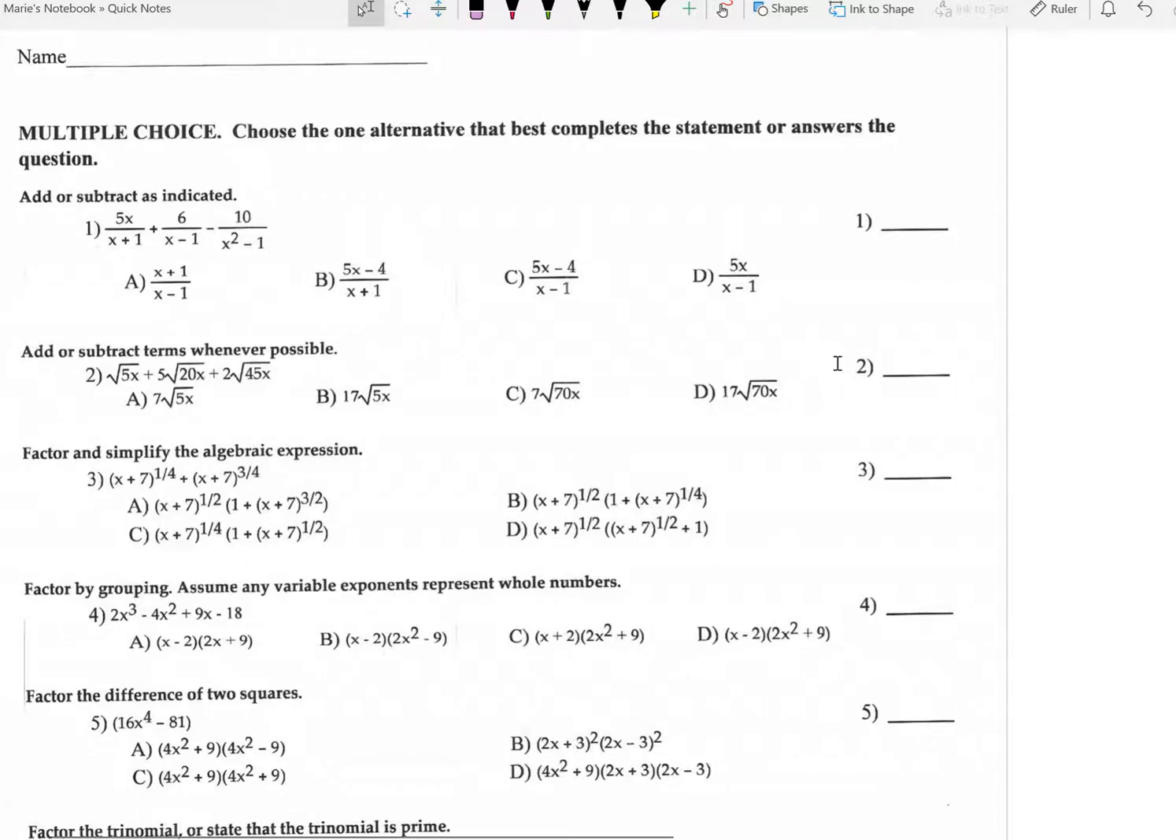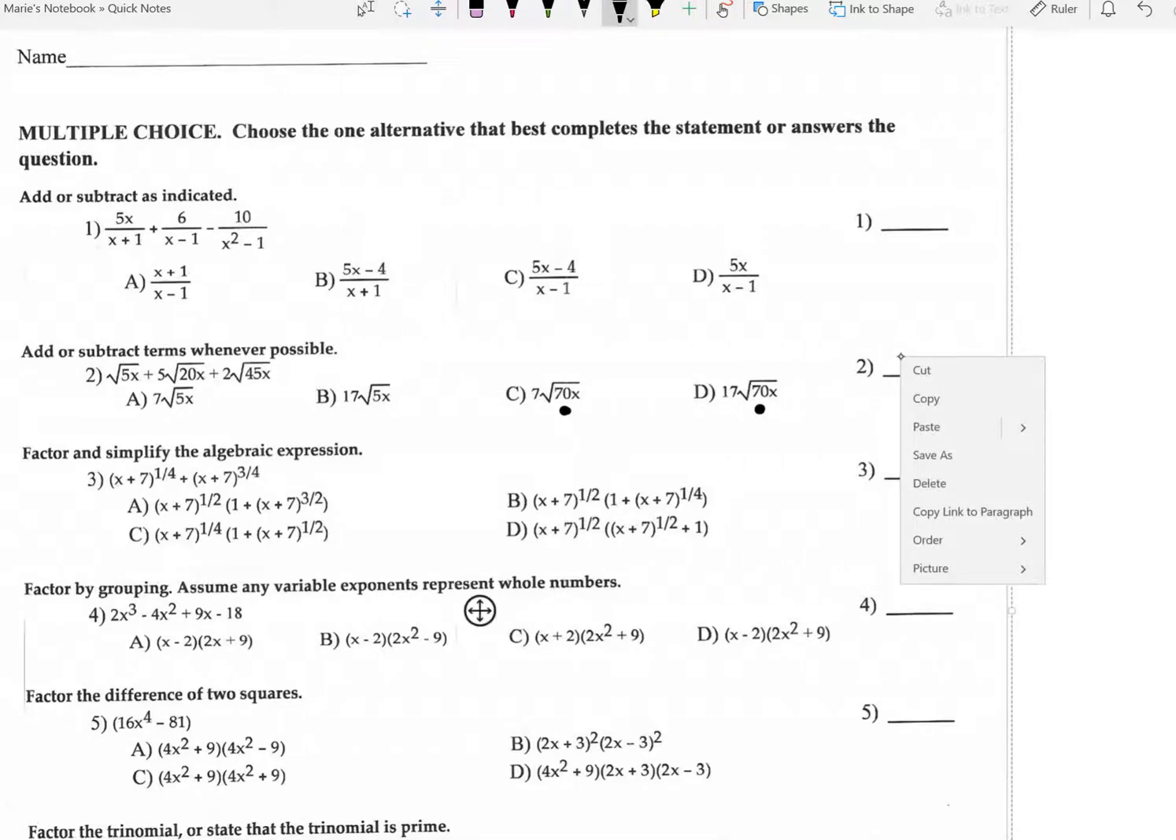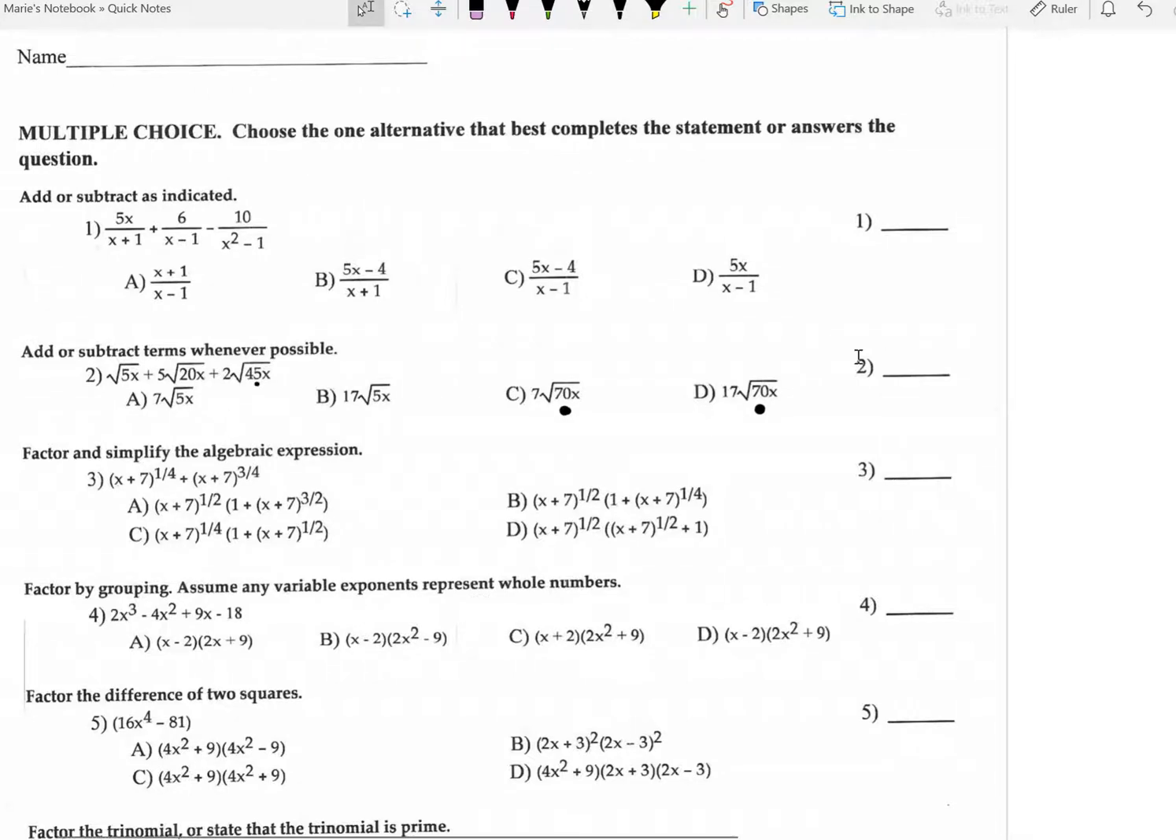Okay, so the next question that I'm going to look at is question number 2. If I look at this question carefully, notice that all of the answer choices, except for this one and this one, have a 5x inside the radical. So what I want to do is look at the 20x and the 45, and I can think of two perfect squares that are sitting in there. So I really have the square root of 5x for this one. The first one stays, right?